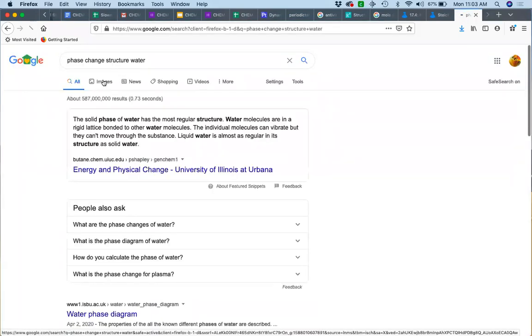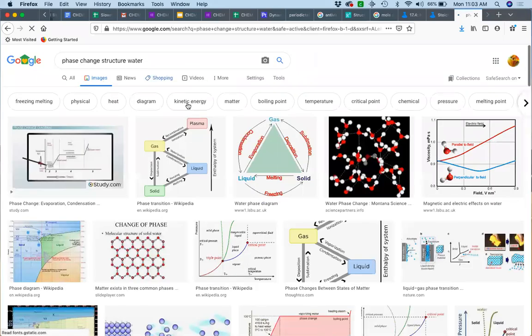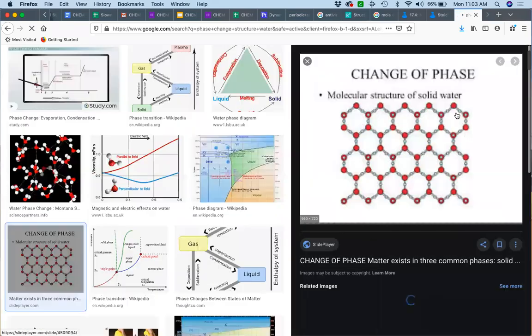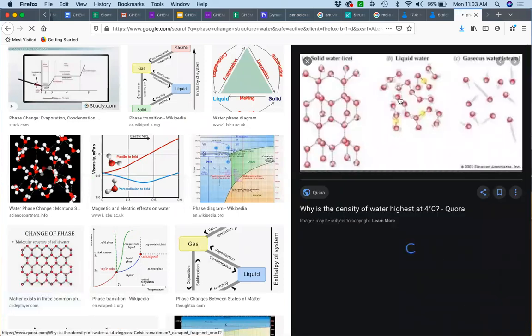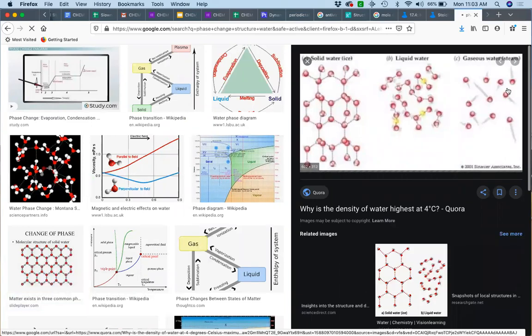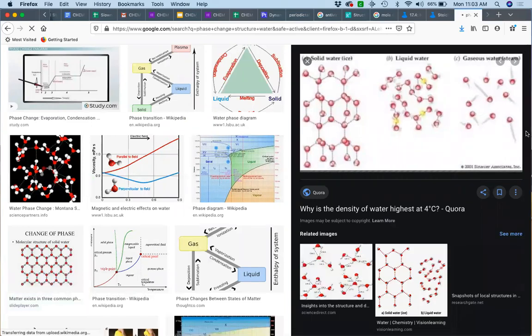Hopefully you should be able to see that if we're thinking about, say for example, solid water, the structure is very ordered. In fact, it's almost a lattice framework. Whereas if I compare that to liquid water, it's much more jumbled. And if I'm comparing that to gaseous water, it's completely separate.